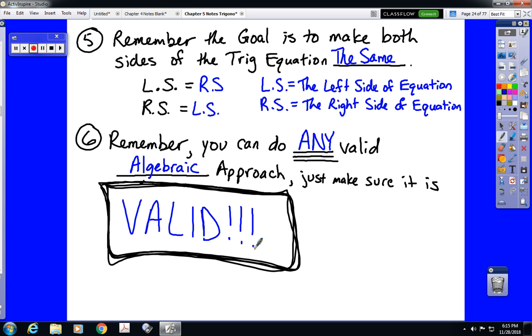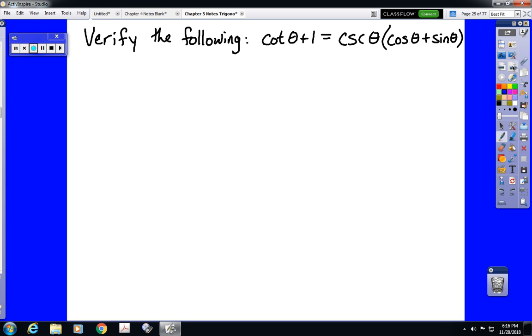So we're going to look through a number of examples. And when I say a number, I mean quite a few, because this is a process that requires repetition to get good at. So here we go. Here's the first example.